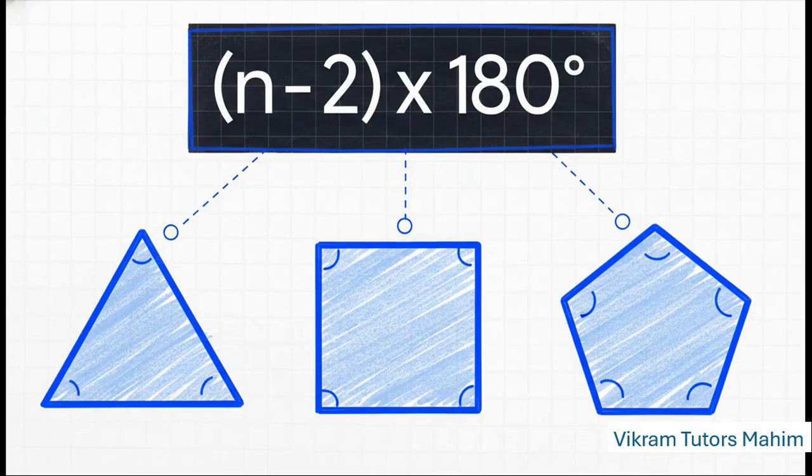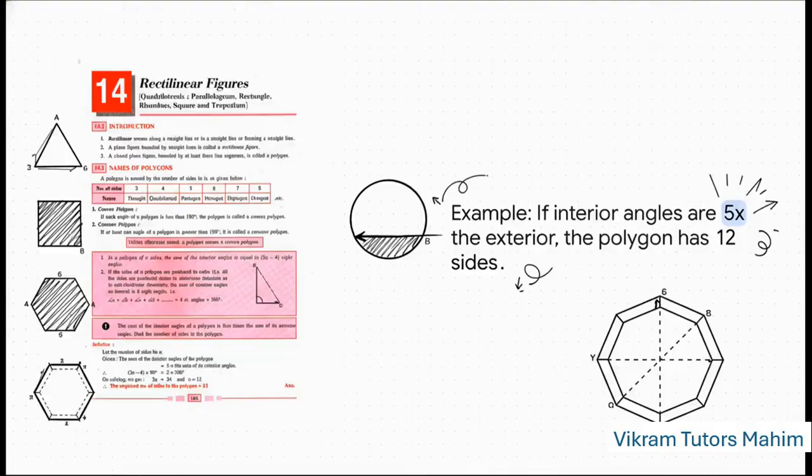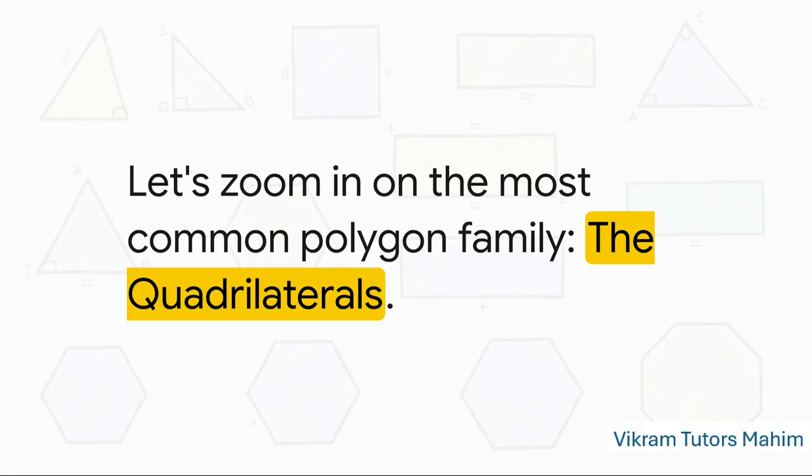And here's the secret code for them. This formula finds the sum of their inside angles, where n is just the number of sides. And this formula is super powerful. You can use it to figure out how many sides a shape has. Now let's zoom in on one popular branch of this family tree, the quadrilaterals.